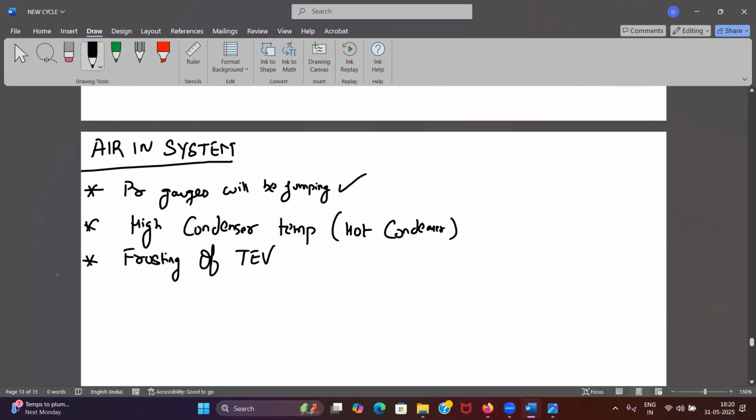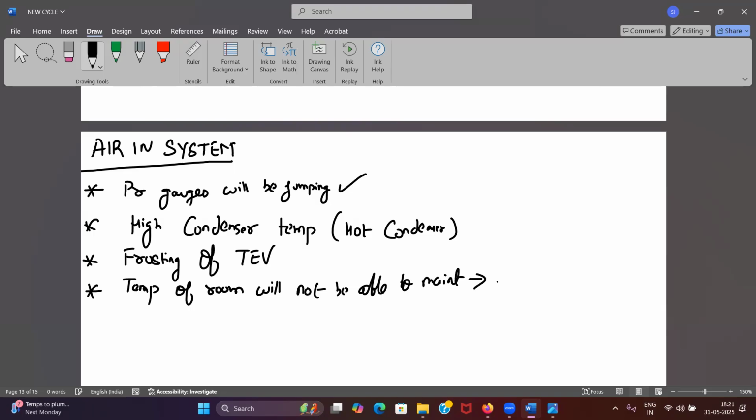Also, the frosting on the dry filter, and the temperature of the room will also not be able to be maintained. If frosting happens, temperature will not be maintained, and then the TEV will not be able to function.